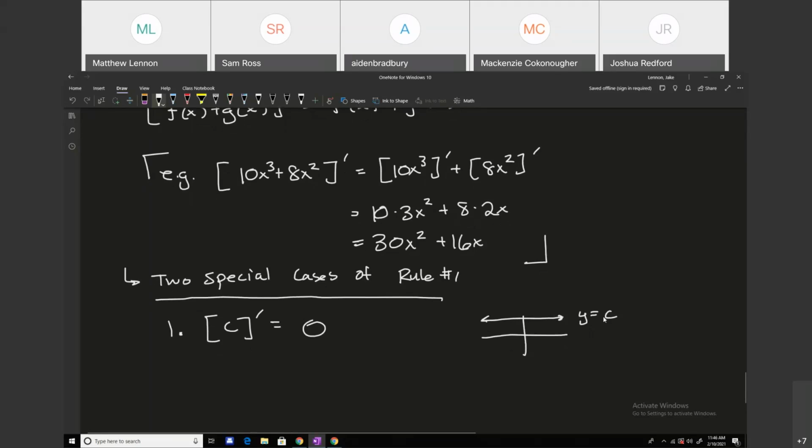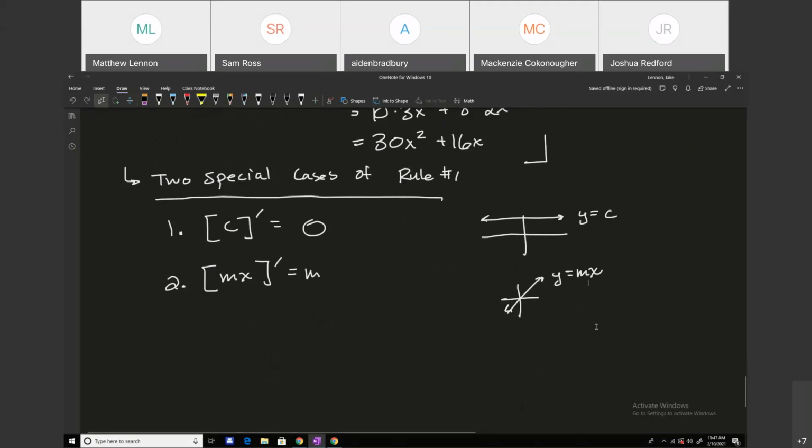And that brings us to the second case. If you have the derivative of mx, it's going to be m. If you had y equals mx, it would be a line through the origin with slope exactly m. So if you have the derivative of something with an x next to it, it's just the coefficient. And if you have the derivative of a constant on its own, not multiplied with a function of x, then the derivative is just 0.